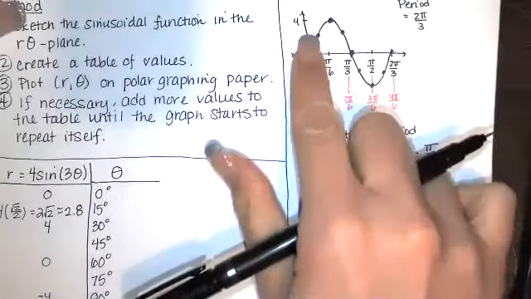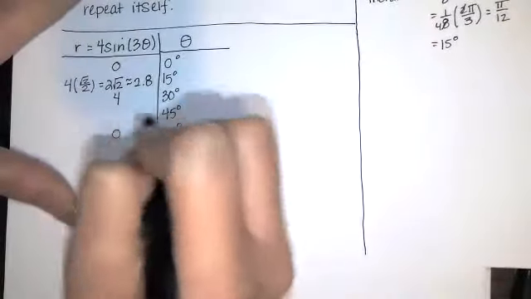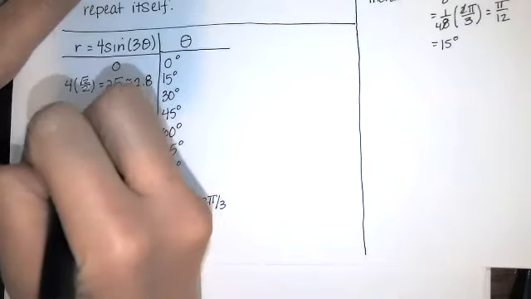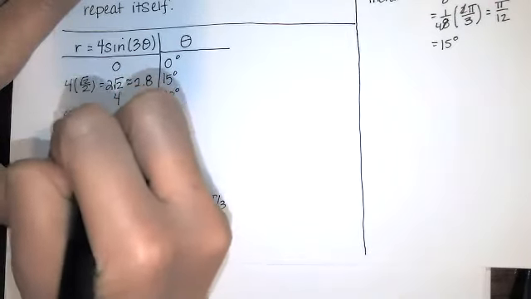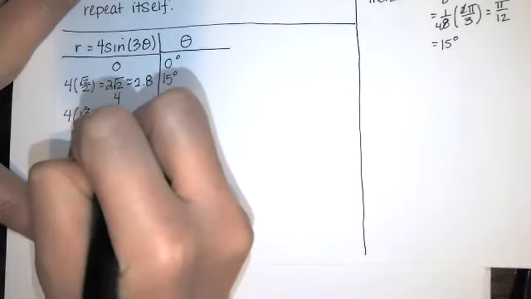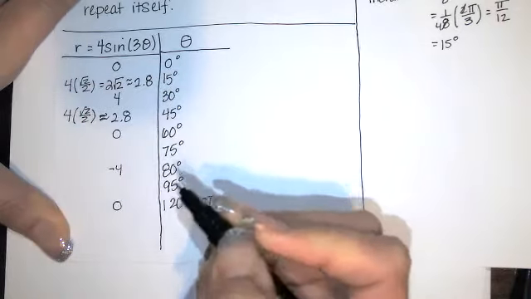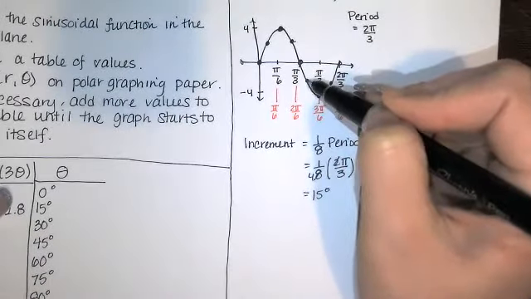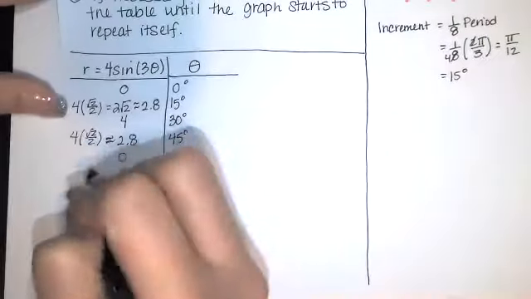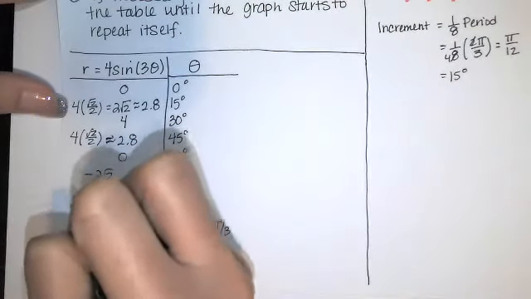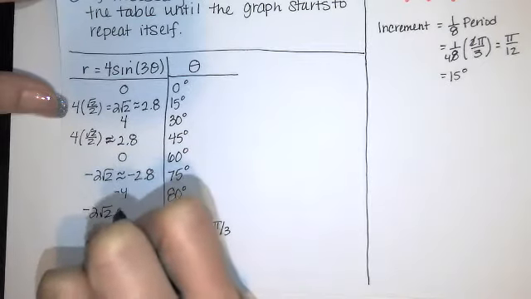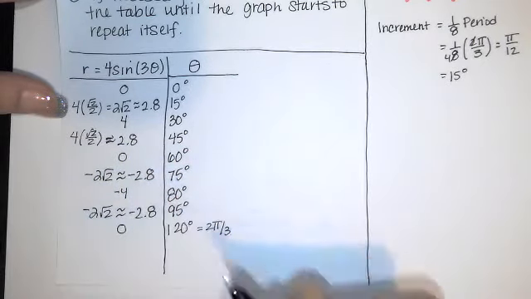Now look at the symmetry. Are we going to get 2.8 over here as well? If you're not sure, actually substitute in that 45 degrees and see what you get. But I know from my picture that sine is positive, so we're going to get approximately 2.8 there. And then over here, it's going to be the same value, but with the opposite sign. So we're going to get -2 root 2, which is approximately -2.8, and -2 root 2, which is approximately -2.8.